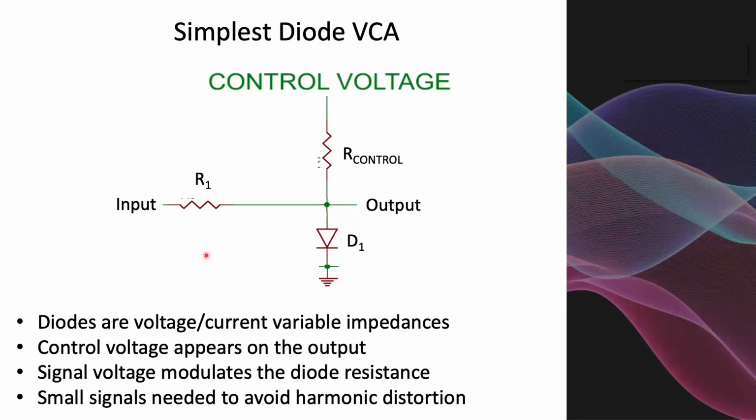Unfortunately, the control voltage appears on the output, so you get thumps and things due to the change in control voltage. The signal voltage itself will also dynamically modulate this impedance and therefore cause distortion. So you need small signals to avoid harmonic distortion. Now, how might we go about solving that?